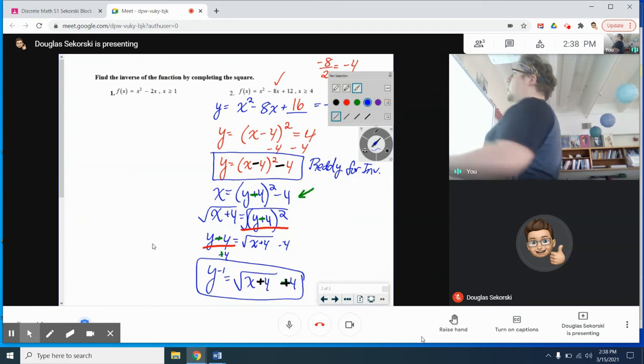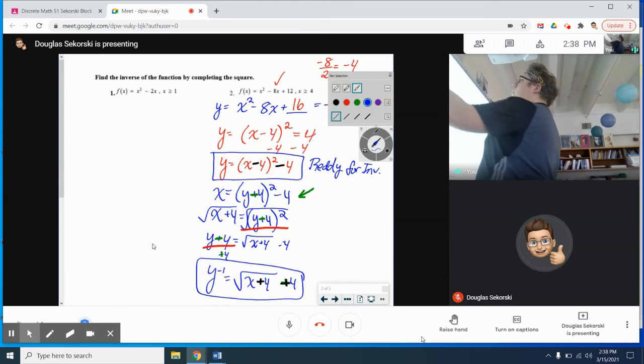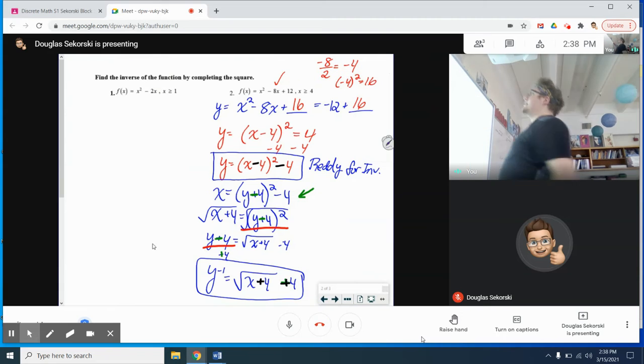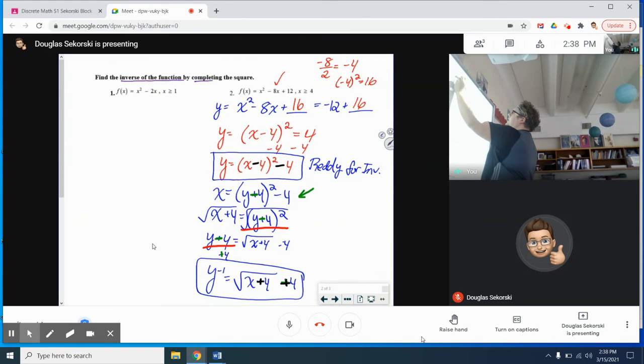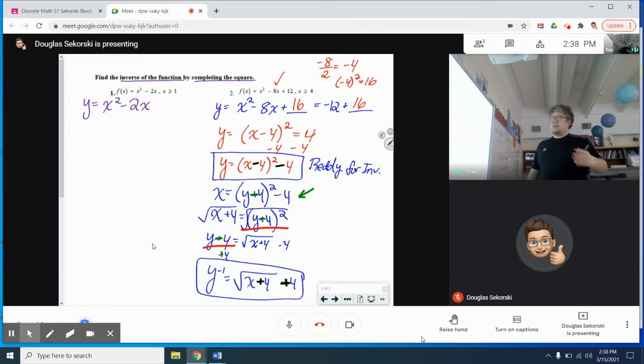I'm going to try and color code as much as possible. So we're going to start here, and let's try number 2. Or sorry, number 1. This wants us to find the inverse of the function by completing the square. Right now, if we swapped this, we would not have any access point to turn it into a perfect square trinomial using the inverse. So we're going to have to get it there first.